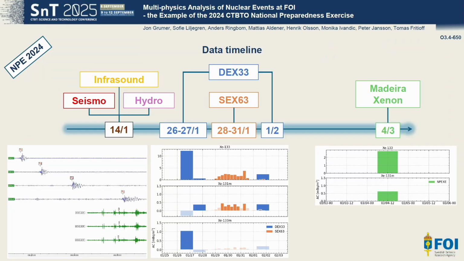I have to go through this quite quickly here, but this is just a set of data and the timeline. So at the 14th of January, we got waveform data. 2 weeks later, we had information from DEX and SEX in Germany and Sweden on xenon. And then roughly 1.5 months later, we had observations of xenon at this mobile Madeira station provided by Atlantis. Okay. There are a lot of details to this, and so this data was not necessarily given to us directly. We had to work with it to obtain it in this form.